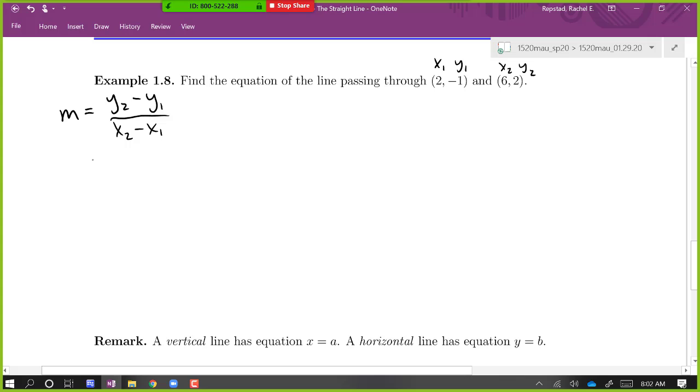So y2 minus y1 is 2 minus a negative 1, 2 plus 1, and then x2 minus x1 is 6 minus 2. So we get 3/4. Positive 3/4 for the slope.